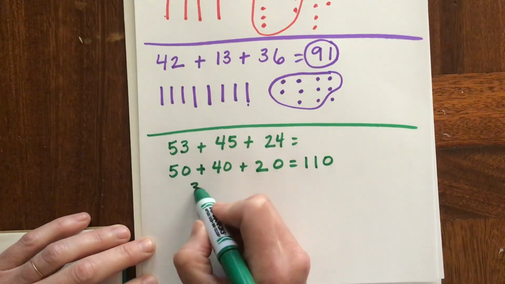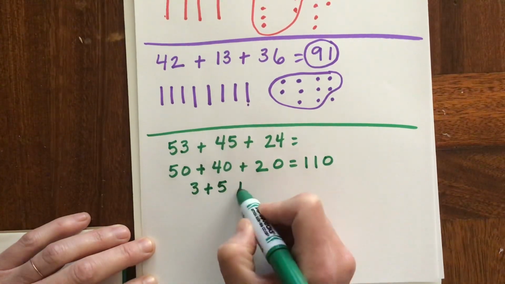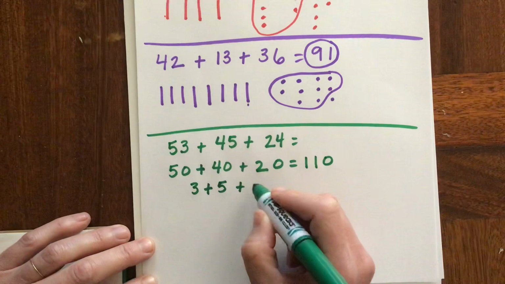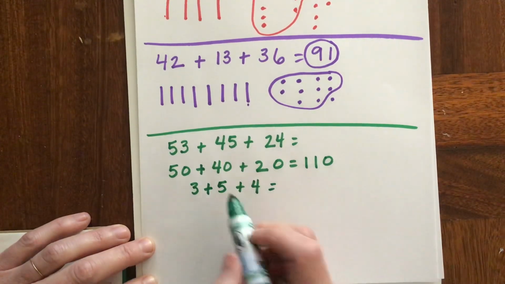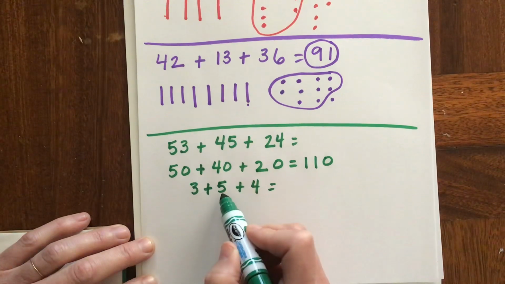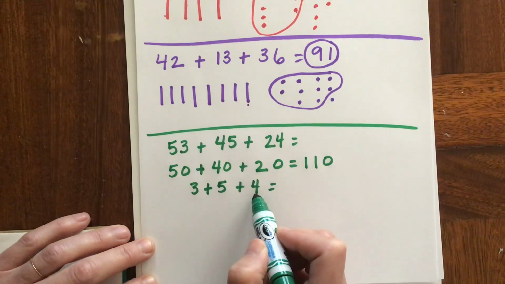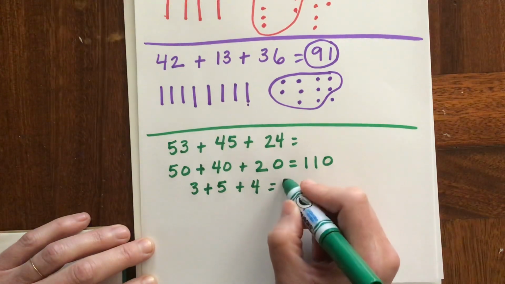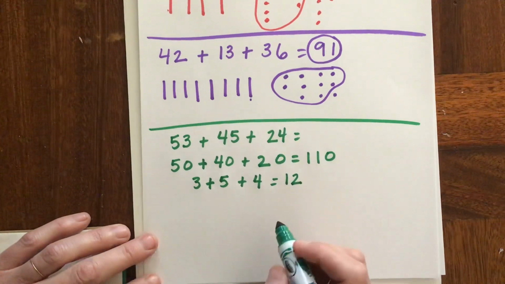53 has 3 ones. 45 has 5 ones. 24 has 4 ones. So then I can put these together. 3 plus 5 equals 8. 8 plus 4 equals 12. Here we're in a little tricky of a spot, right?